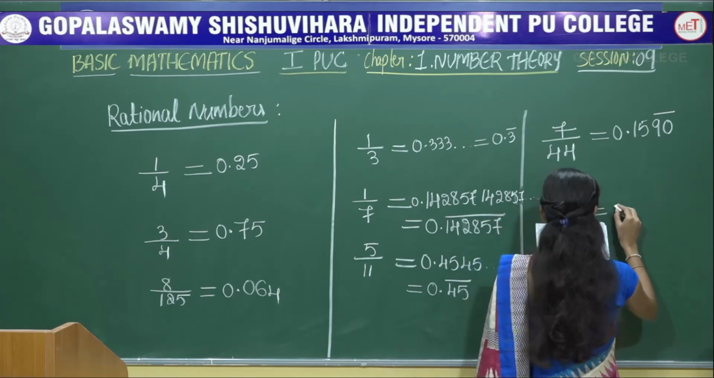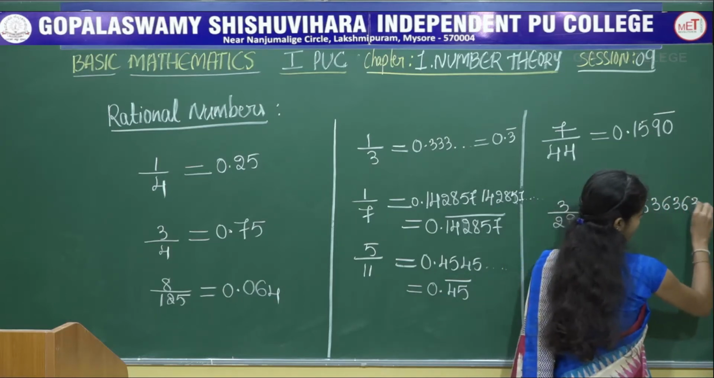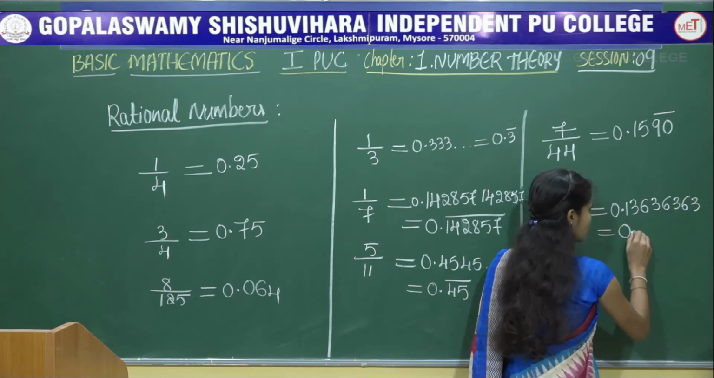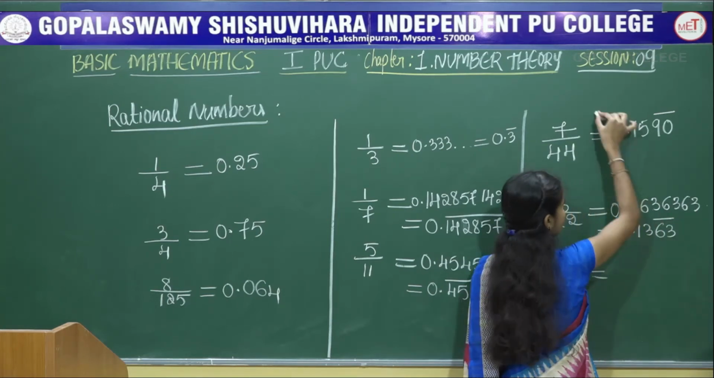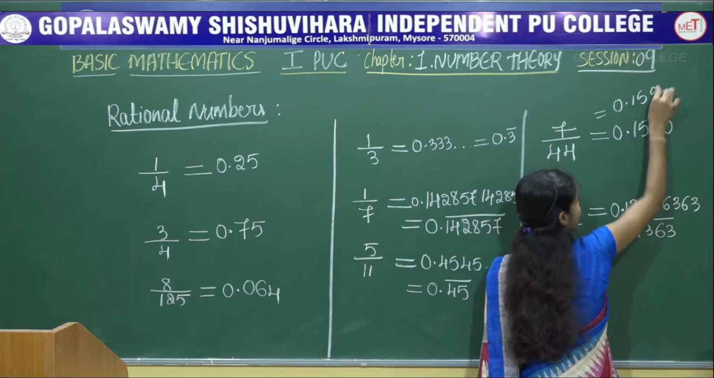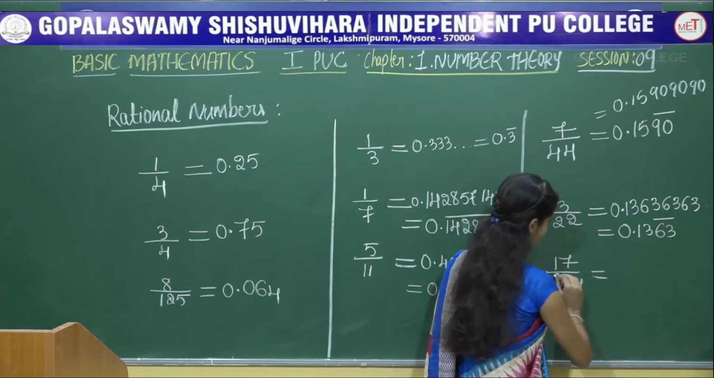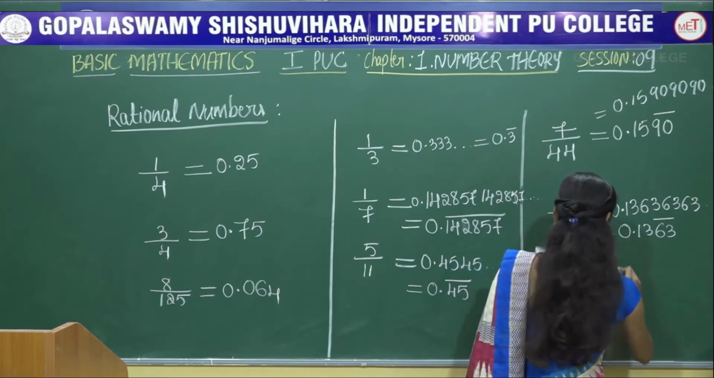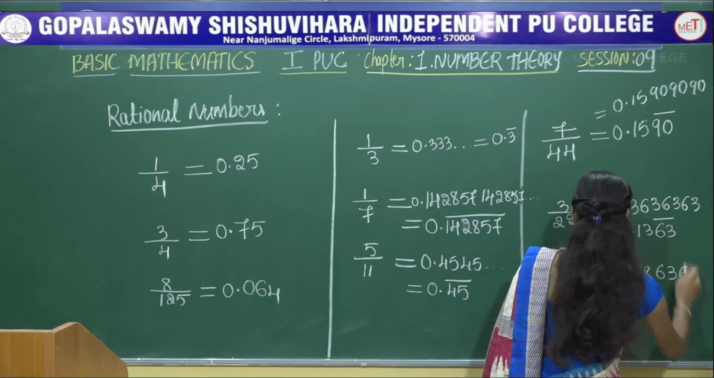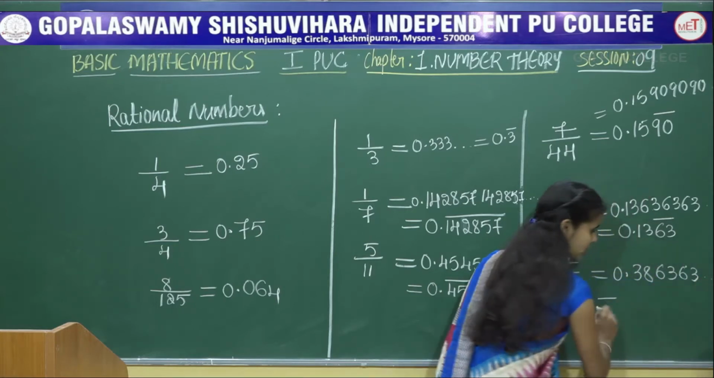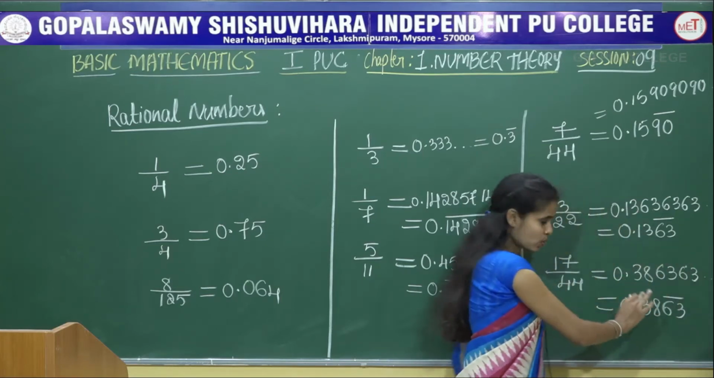So next, 3 by 22. 3 by 22 is 0.13636363, etc. It is denoted by 0.13 with 63 repeated, so 63 bar. Okay. So here, 17 by 44. 17 by 44 is 0.386363, etc. Therefore, this is denoted by 0.3863 bar. 63 is repeated, so 63 bar.